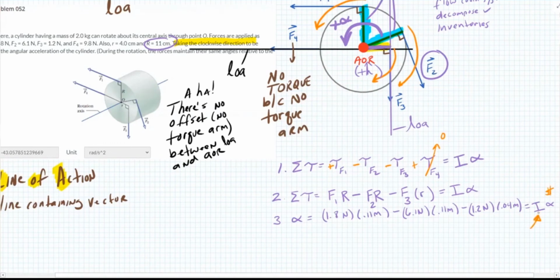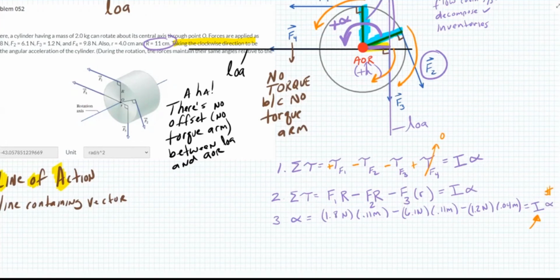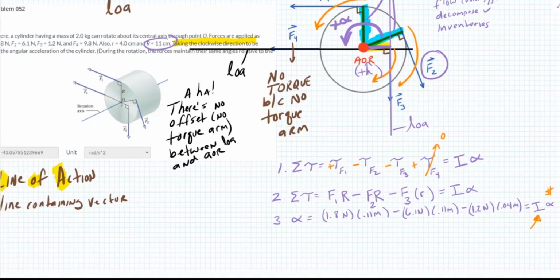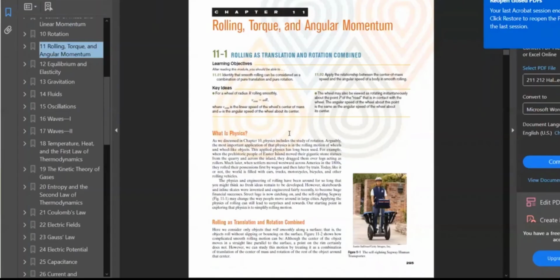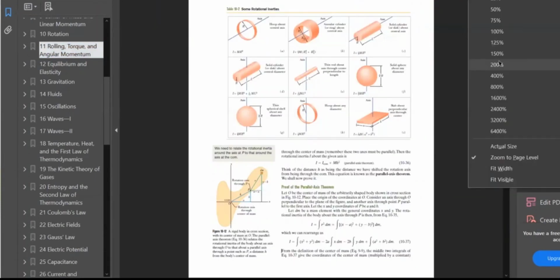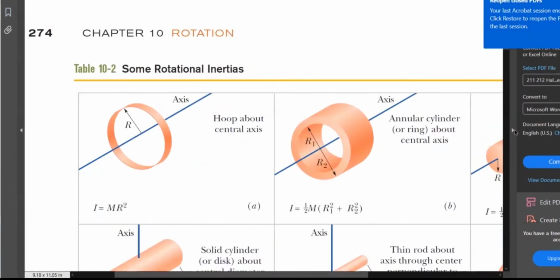This was a big part of chapter 10. Let me pull up a visual. Here's your textbook. And then I actually hand this out. So during exam 3, you're going to receive the following one pager. It's going to look just like this.